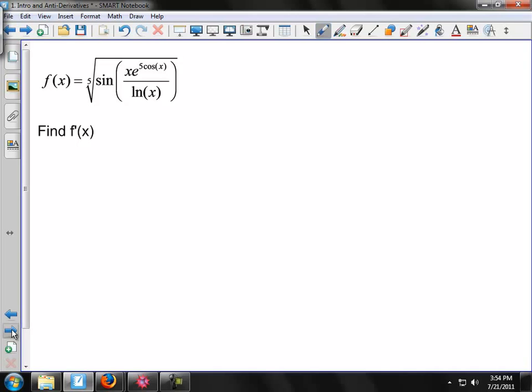All right, so we've got f of x is the fifth root of sine of x times e to the 5 cosine of x divided by ln of x. And we're supposed to find the derivative.